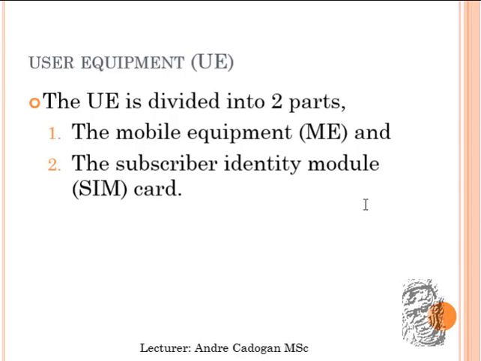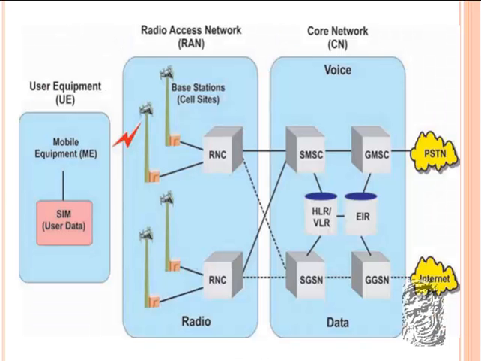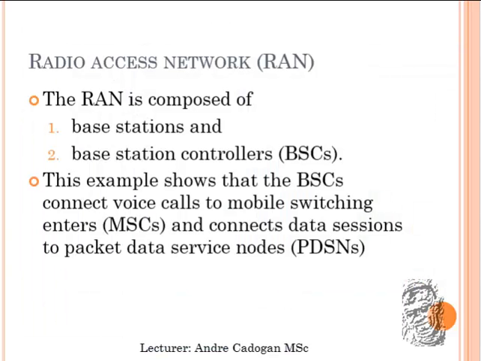The user equipment is divided into two parts, and we discussed that already: the mobile equipment and the subscriber identity module. We talk about the SIM in terms of GSM architecture, this SIM card we discussed in our earlier lesson. The mobile equipment, we've made reference to it in terms of LAN mobile phones and mobile workstations, or what we refer to as cellular phones. The radio access network is composed of base stations and base station controllers. So you have BS and BSC controllers. All these examples show that the base station controllers connect voice calls to mobile switching centers, MSC, and connect data sessions to the packet data service, the PDSN.